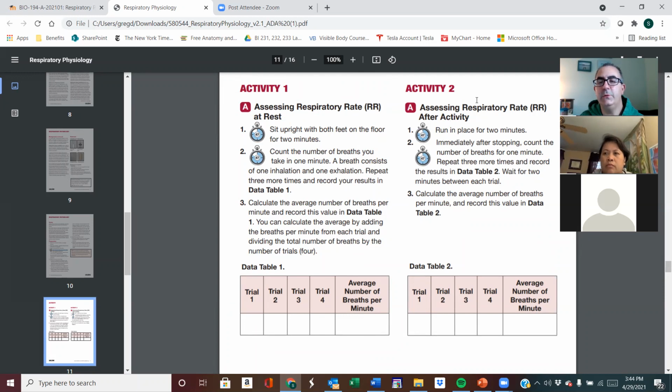Then activity 2 is assessing your respiratory rate after activity. So do some sort of activity for 2 minutes. Run in place, right? You can do push-ups. If you're a runner, you can go outside and run and do this after 2 minutes. That's fine, because you don't need to be around anything other than a watch to take your respiratory rate. Again, you're going to just calculate the average number of breaths per minute. So you're going to take 4 trials, calculate the average, and see if it's gone up at all.